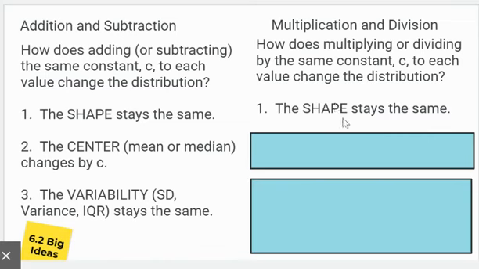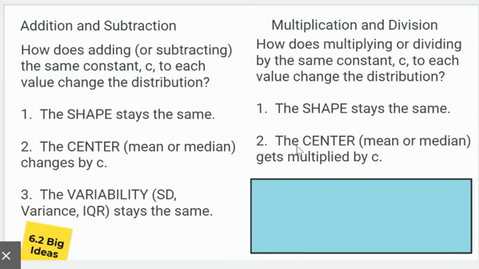And the shape stays the same. So it doesn't matter if you add, subtract, multiply, or divide, the shape of the distribution is going to stay the same. What about the center of the distribution? Well, the center, whether it's the mean or the median, gets multiplied by that C, or if it's division, it gets divided by whatever that constant C is. So if we multiply all of our values by 3, the mean would then be multiplied by 3, or the median would then be multiplied by 3.